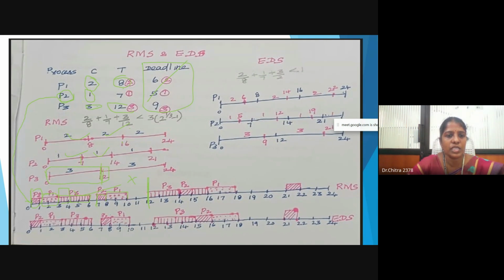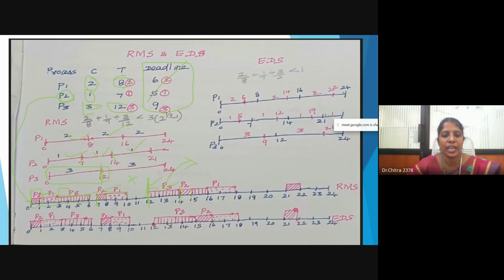P3 wants 3 clock cycles. So it executes from 12 to 13, and 13 to 14, which is fine. After executing 2 clock cycles, it's the time period of P2. At clock cycle 14, P3 requires the processor as well as P2. Which one will get the processor? Because the higher priority is with P2, P2 gets the processor automatically. P3 is preempted and removed from the processor, and P2 is executed. P2 requires 1 clock cycle here, so this 1 clock cycle is executed.